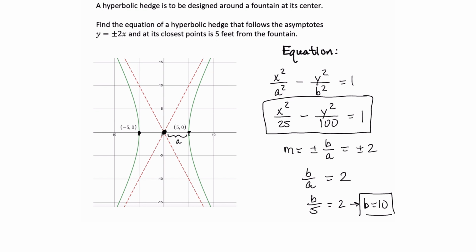And that equation can be used to find any other points on the hyperbola. Maybe you have a specific vertical distance from the fountain that you want to stop at for the hedges, so you could substitute to figure out where the hedges need to stop. A lot of information you can get now from the equation.